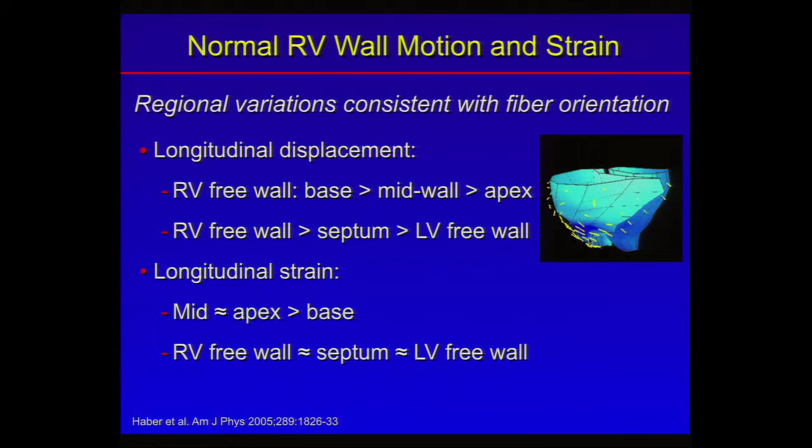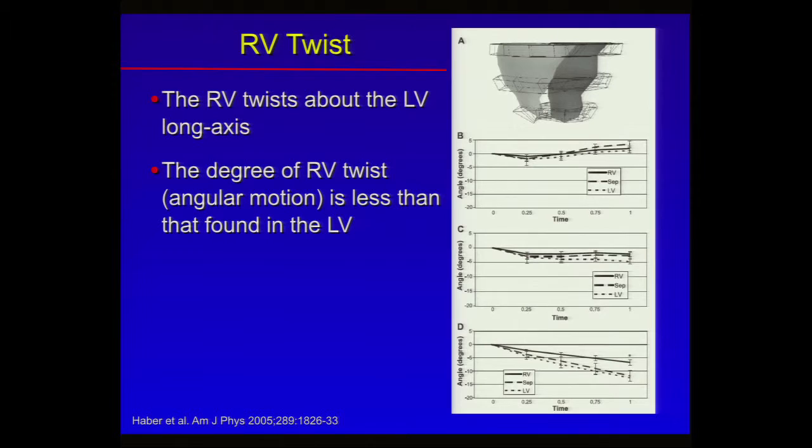However, when you look at strain, specifically longitudinal strain, there's about the same amount of strain in the midsection and in the apex, which is more than the base. So these were just some of the observations using tagging mapping of the right ventricle. We did find that the right ventricle twists about its long axis, but the degree of RV twist, specifically angular motion, is less than what is found in the left ventricle.